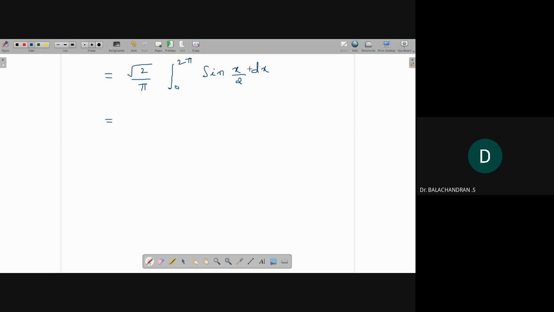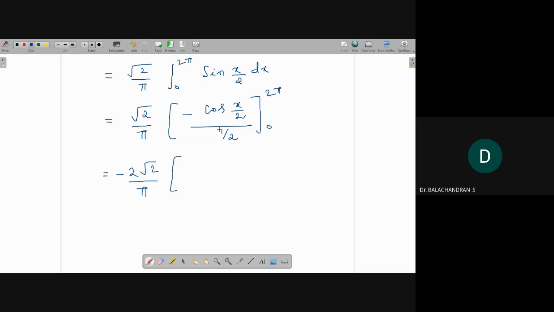So now, if you integrate sine x by 2, you get root 2 by pi minus cos x by 2 divided by 1 by 2. Limit is from 0 to 2 pi. Okay, so this 2 will go here. So 2 into minus 2 root 2 by pi. Okay, if you substitute x is equal to 2 pi, 2 gets cancelled, cos pi is minus 1, minus cos 0 is 1, so a naught equal to minus 2 plus minus 2, so 4 root 2 by pi. So this is your a naught.